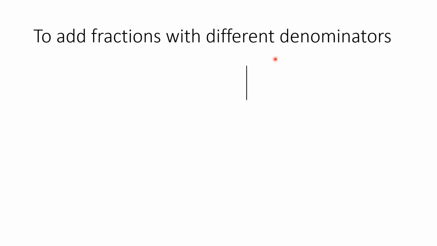To add fractions with different denominators. So here is the question 1 by 2 plus 1 by 6. Here denominators are different. So what we need to do? Yes, we need to first calculate the LCM of 2 and 6. So what is the LCM of 2 and 6?